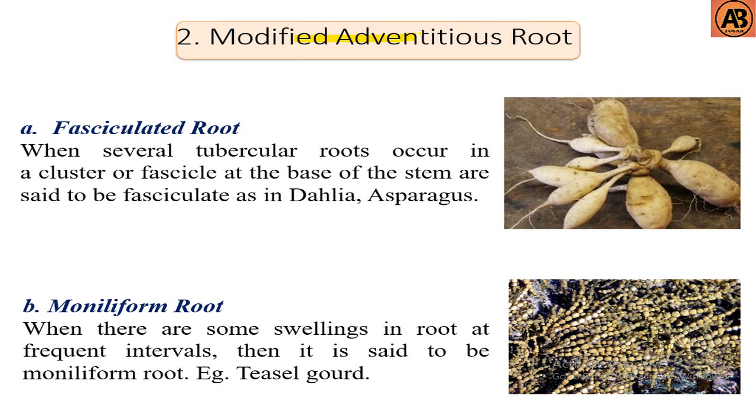Then modified adventitious roots. First one is fasciculated root. When several tuberous roots occur in a cluster or fascicle at the base of the stem, they are said to be fasciculate, as in dahlia, asparagus. This is fasciculate root. Then moniliform root. When there are some swellings in the root at frequent intervals, it is said to be a moniliform root, such as Dieselgard. This is the moniliform root.